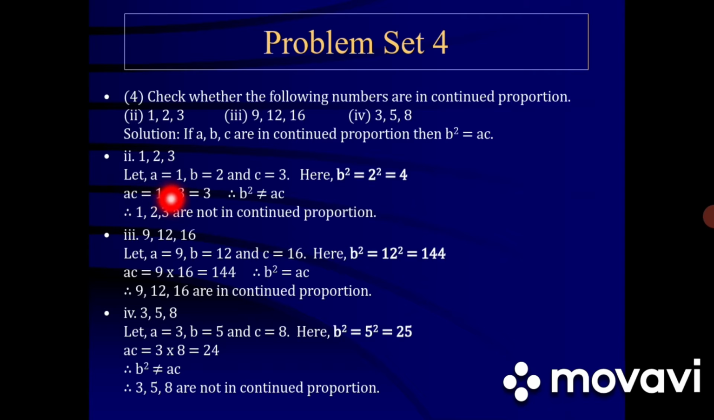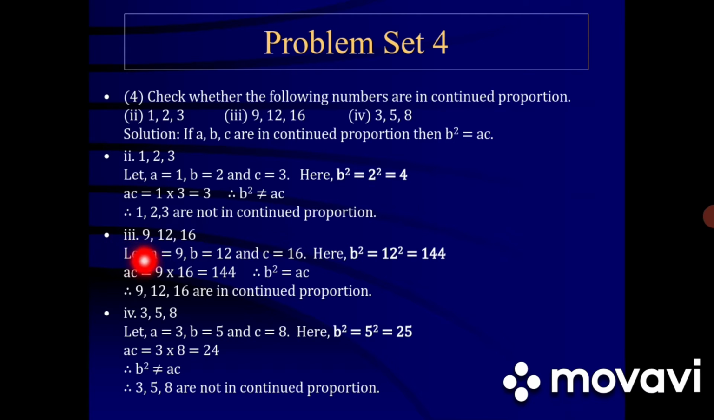Let A equal to 1, B equal to 2 and C equal to 3. Here B square is equal to 2 square, and that is equal to 4. AC is equal to 1 into 3, and that is equal to 3. Therefore 4 is not equal to 3, and therefore B square is not equal to AC. Therefore 1, 2 and 3 are not in continued proportion.